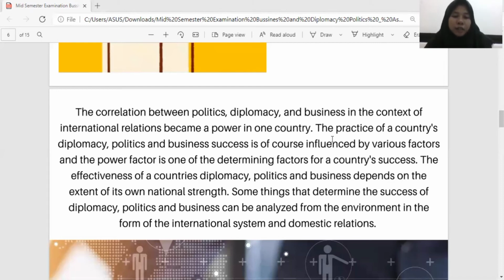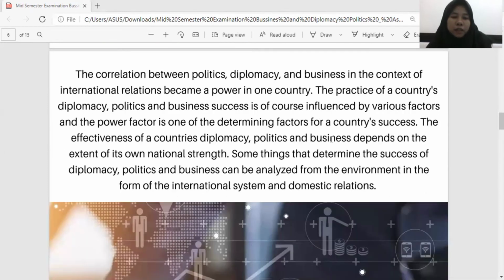Some things that determine the success of diplomacy can be analyzed from the diplomatic environment in the form of the international system, the diplomatic environment, and domestic relations, while the concept of power is determined by elements that don't change: natural resources, geography, demographics, and population, as well as elements that are easily changed: the character and morality of the nation, the quality of government, and diplomatic quality.